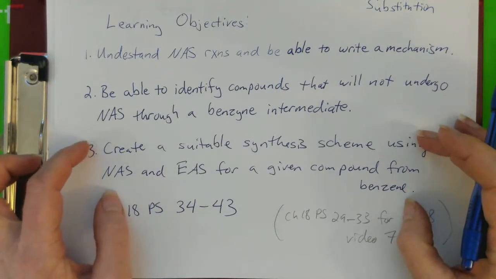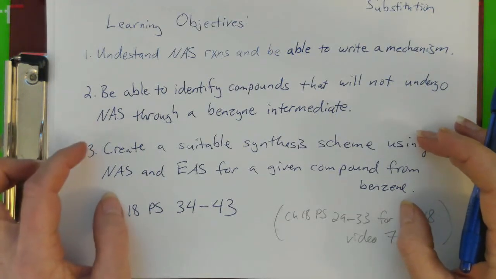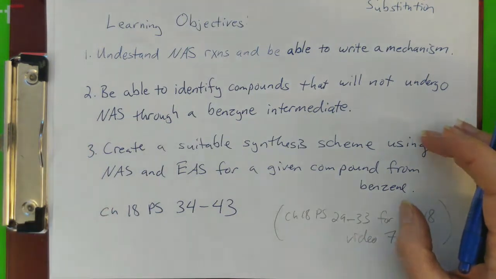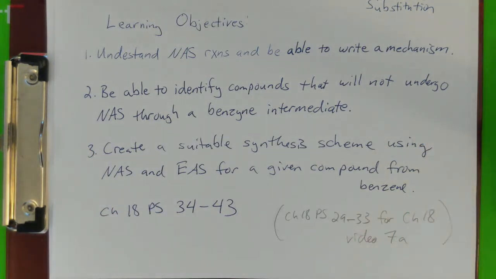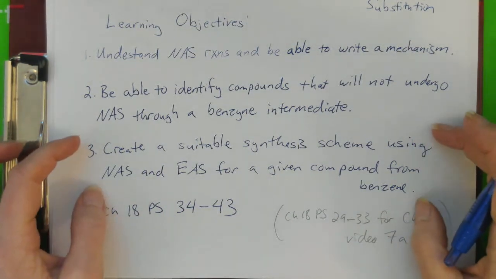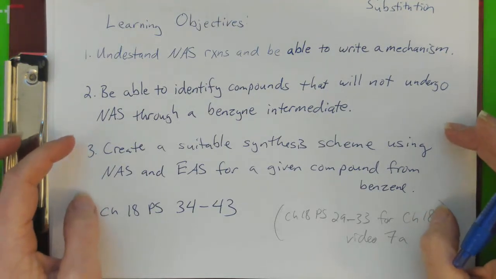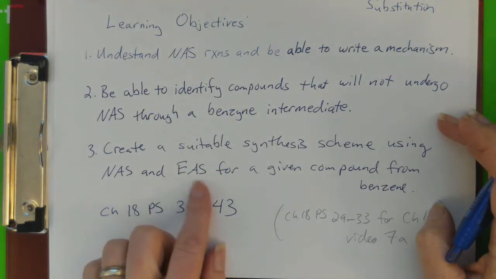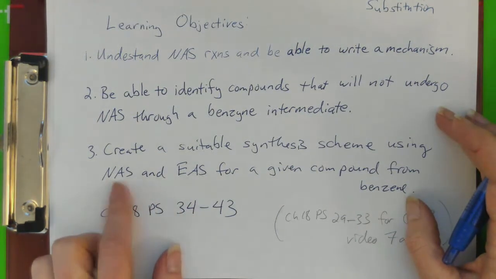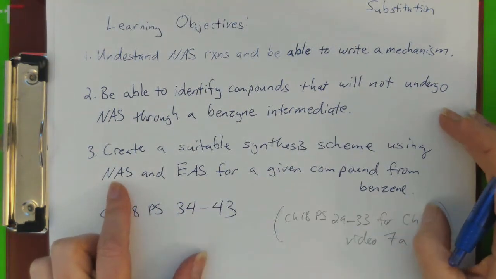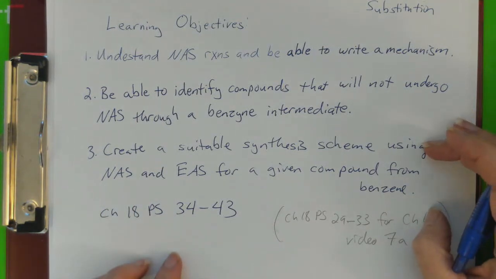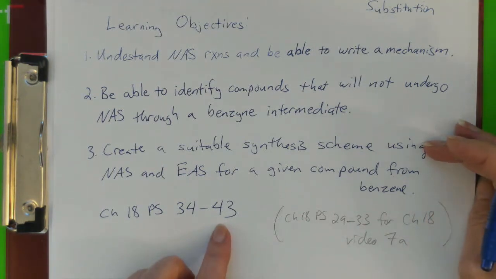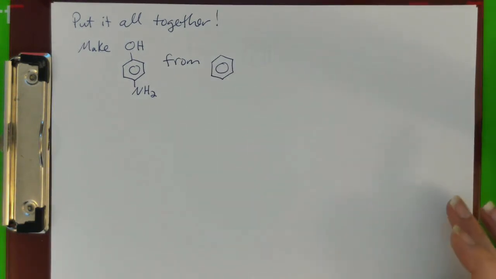In video 7b, I went through the two types of nucleophilic aromatic substitution reactions on aryl halides that you need to know about. Now we're going to practice putting together synthesis schemes that can involve both types of reactions. We spent the first part of the chapter on electrophilic aromatic substitution reactions, and in my last video, I went over the nucleophilic aromatic substitution reactions. After this video, you can practice on these problems from the chapter 18 problem set. Picking up where we left off, we're going to put all of this together now.